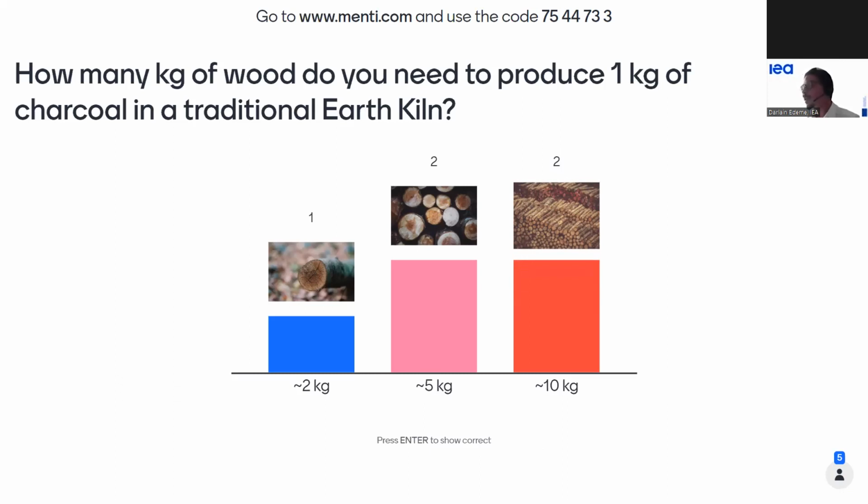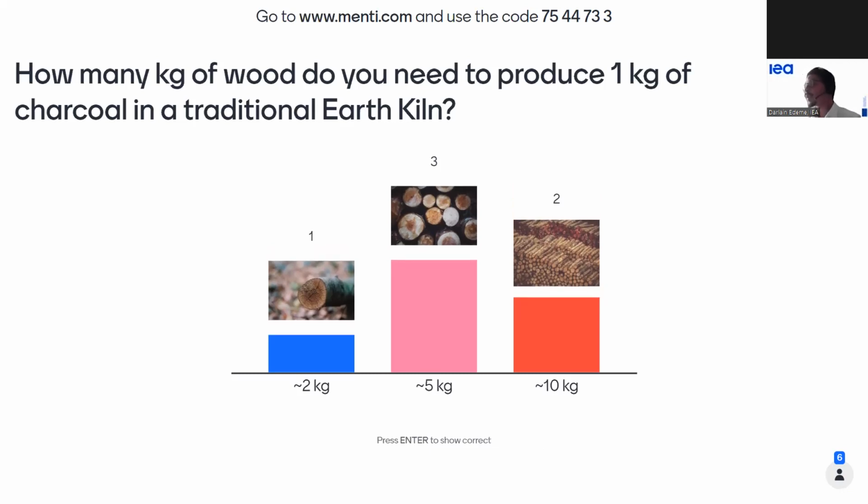Okay, perfect. I see that the vast majority of you answered between 5 and 10. Actually, both these answers were correct. It depends really on the efficiency of the earth kiln you are using.